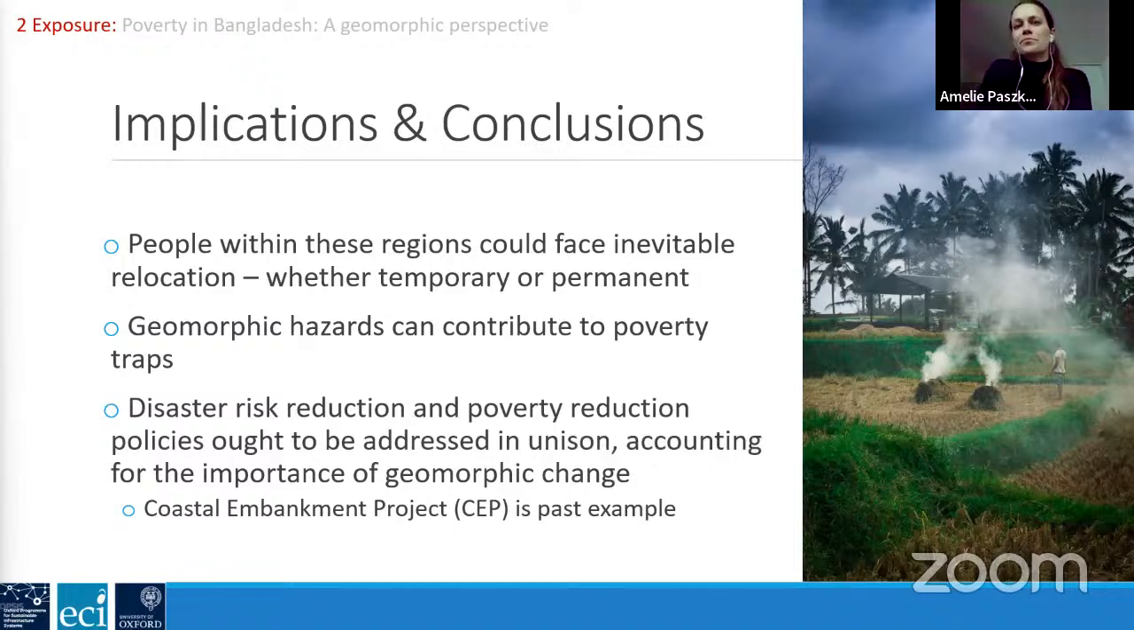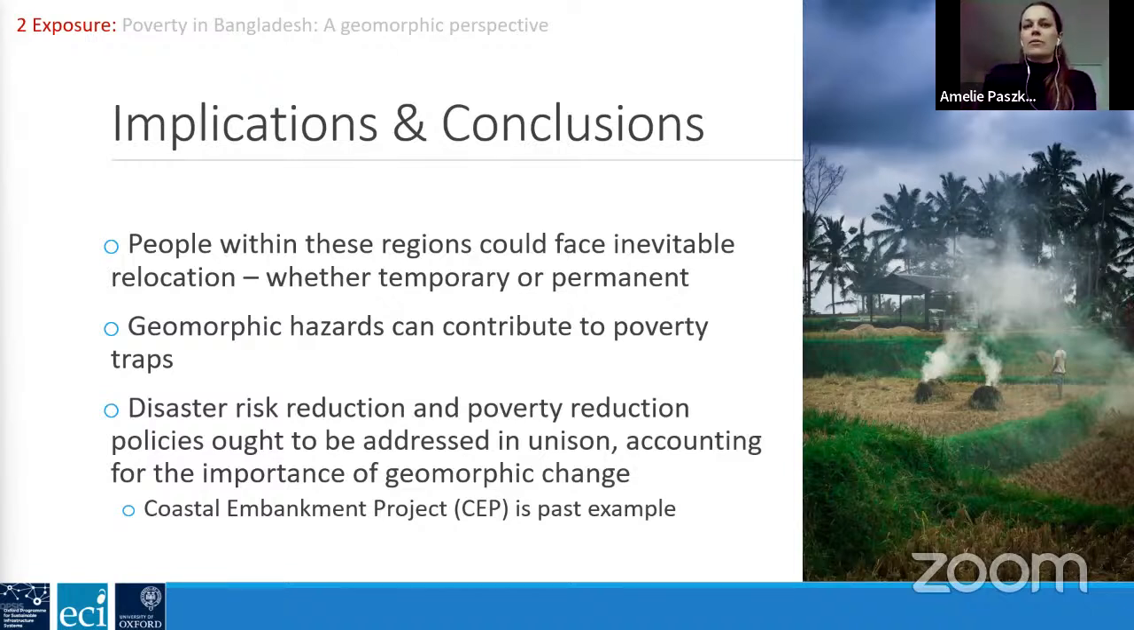The polderization of the coastal zone was a past example that did try to target both. So they aimed at both reducing the population's exposure to riverine and tidal flooding and simultaneously also alleviating poverty by boosting agricultural productivity. But without adequate incorporation of geomorphic processes, the effective protection of these polders to hazards has been undermined, and in some areas, exposure to hazards and poverty has actually increased. So now there's a whole range of other projects, including the Coastal Embankment Improvement Project, smaller scale tidal river management projects where embankments are breached on purpose, and other localized projects in the coastal area of Bangladesh that are aiming to basically implement more dynamic measures that are able to accommodate these changing processes.